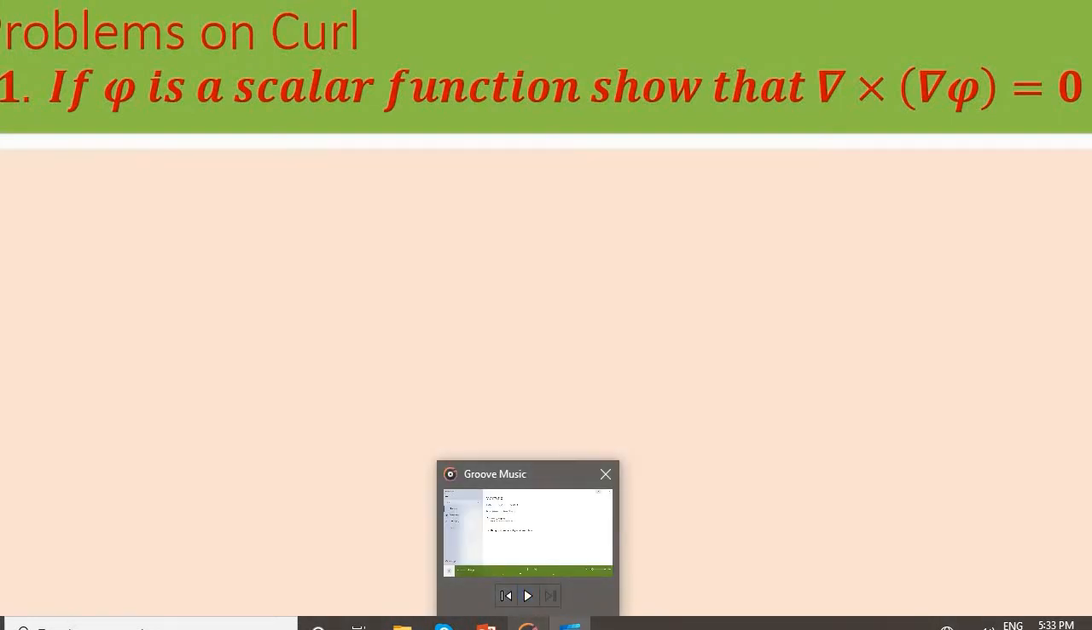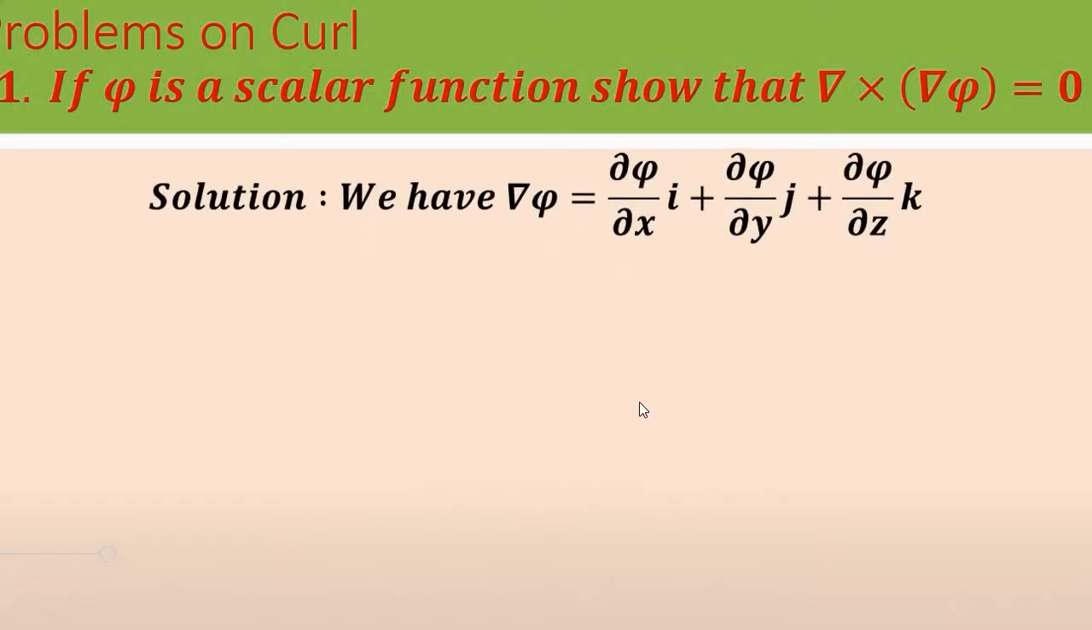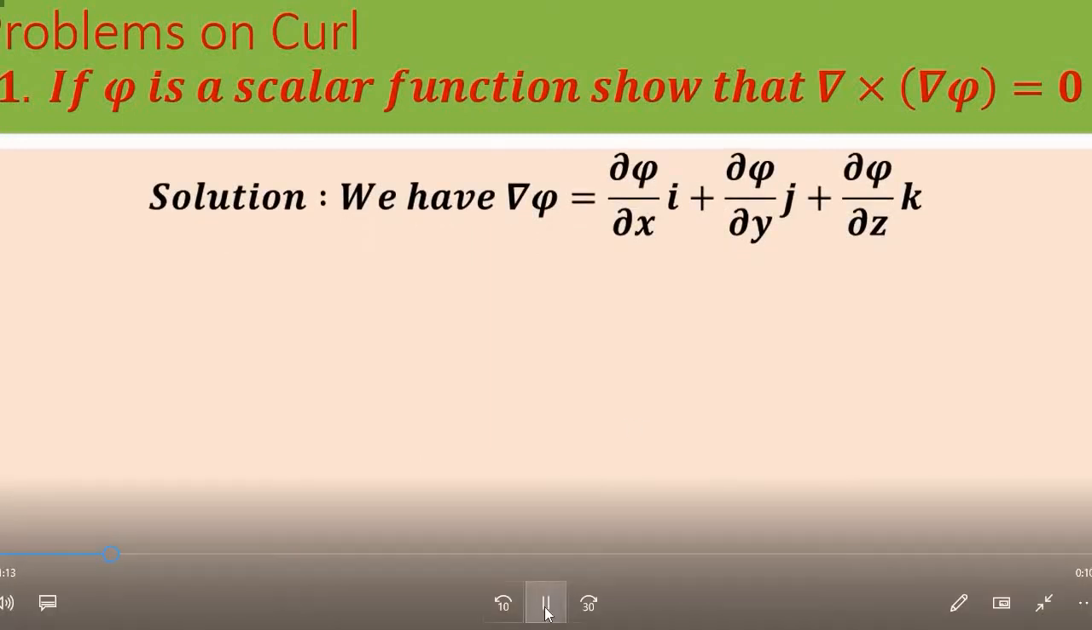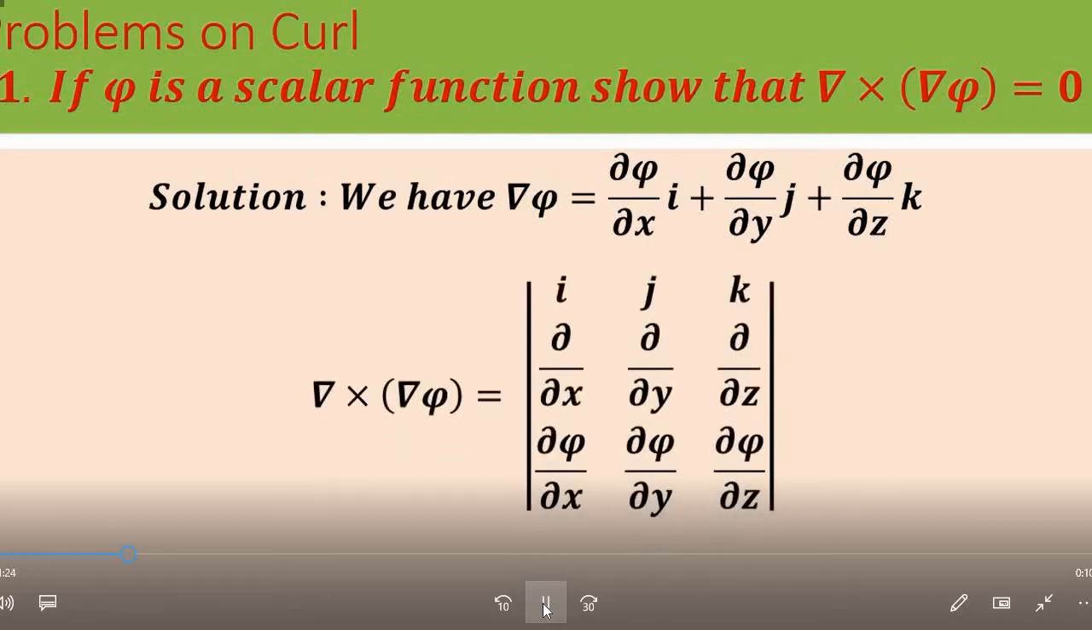Now we have grad phi is equal to ∂φ/∂x i plus ∂φ/∂y j plus ∂φ/∂z k. This is the formula for gradient of phi. After knowing this, let us substitute this in del cross grad phi, meaning curl of grad phi. See, the curl formula is i, j, k, ∂/∂x, ∂/∂y, ∂/∂z. The components of the given vector grad phi are: the component of i is ∂φ/∂x, ∂φ/∂y is j's, and similarly ∂φ/∂z is k's.